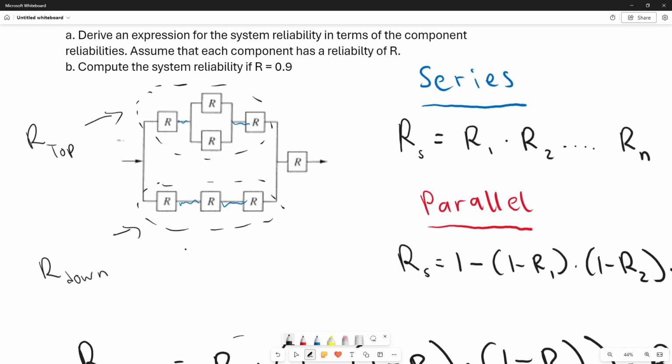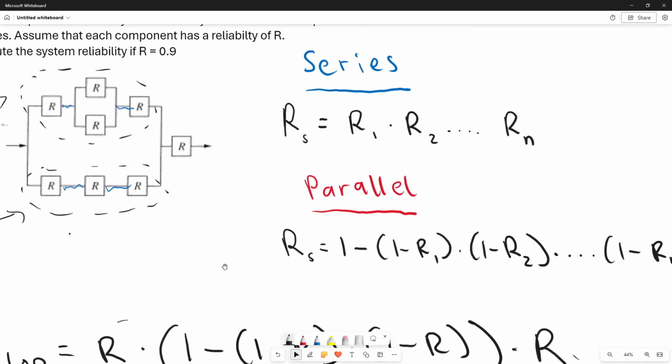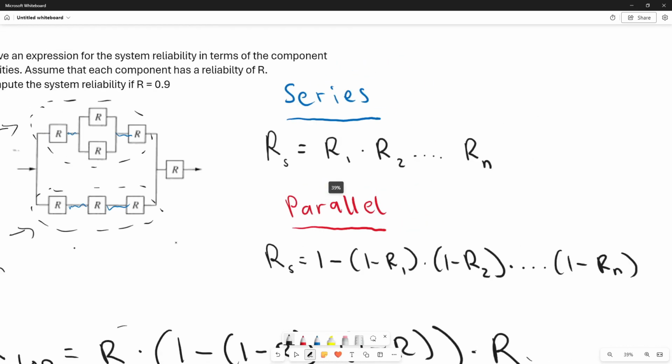So the formula for series, you just simply multiply. If you have R1, R2 all the way to Rn, you just multiply the reliabilities. For parallel, you do 1 minus, in parentheses, 1 minus R1 times 1 minus R2 up until 1 minus Rn.